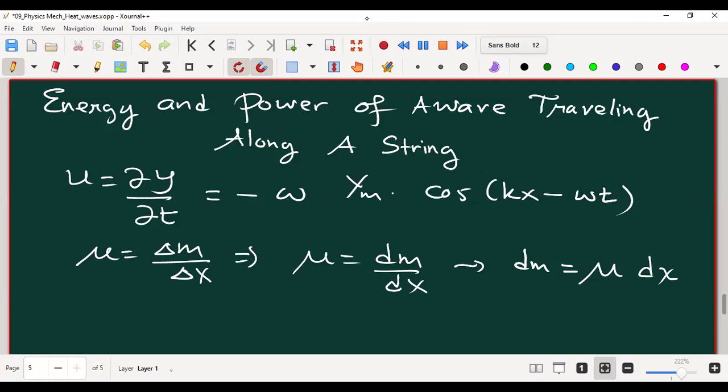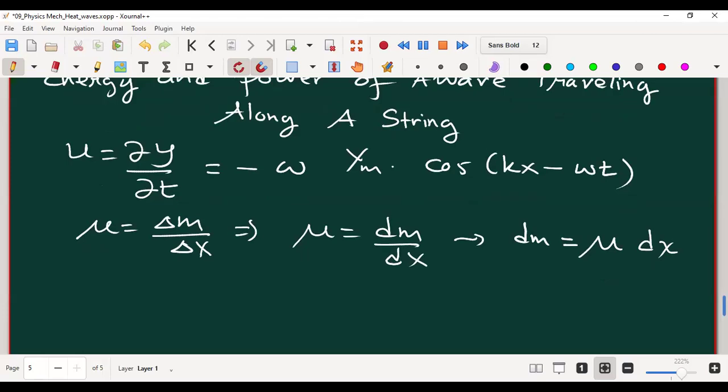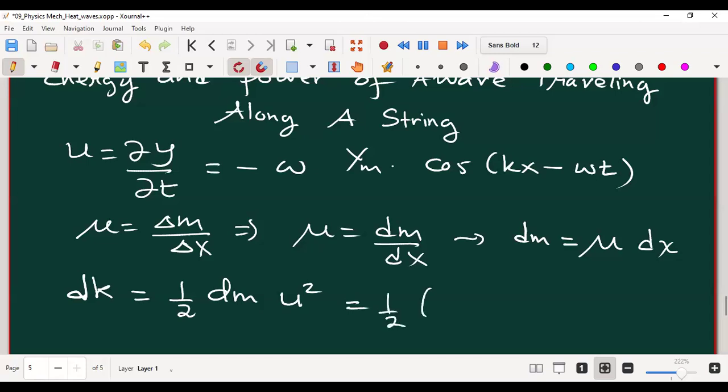Okay, by this equation, we can define the kinetic energy. The kinetic energy dK is half of dm u squared. Okay, this one is the kinetic energy, right? Kinetic energy is half mass velocity squared. So because dm is this one, mu dx, half mu dx, and then u is this one, right? Minus omega ym cos(kx − ωt), squared.